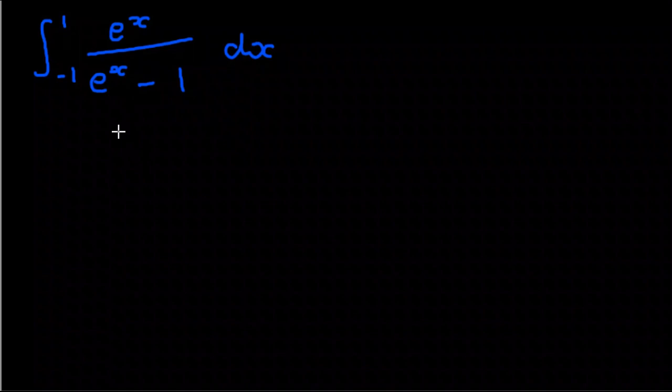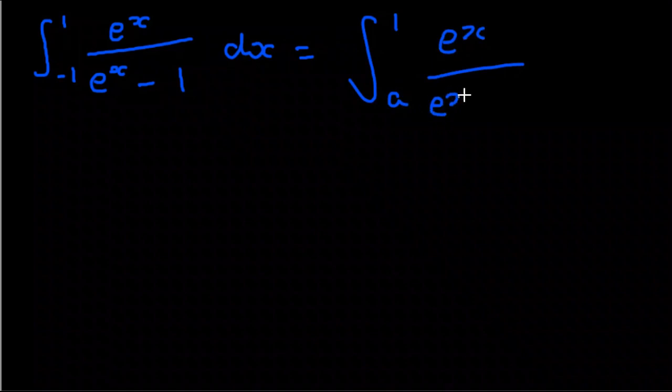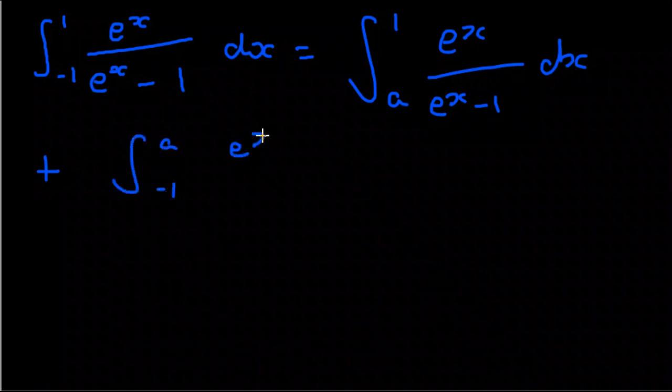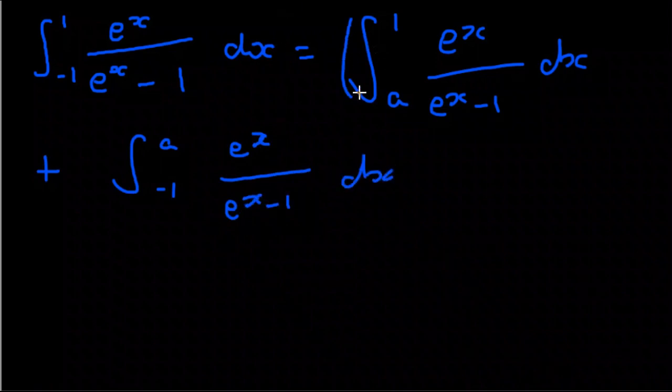And that means that this is what we call an improper integral. The way we deal with this particular case is we separate the integral out. So we're going to write this as an integral from 1 to a, say, of e to the x over e to the x minus 1 dx, plus the integral from a to minus 1 of the same integrand. And what we're going to do then is take the limit, and I'll just squeeze this in, as a tends to 0.